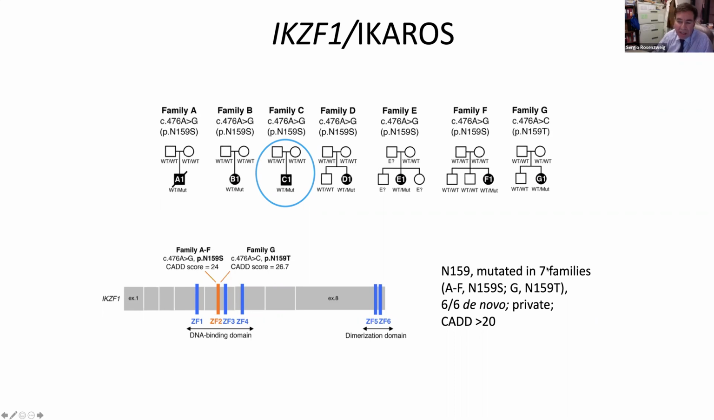And actually, as I told you before, we have 7 families, 6 of them with a serine instead of an asparagine, and 1 with a threonine instead of an asparagine. In the 6 where we were able to test the parents, the changes were de novo, and all these changes were private, and it was very clear that the CADD score was pretty high.